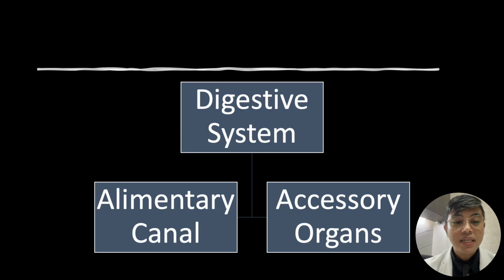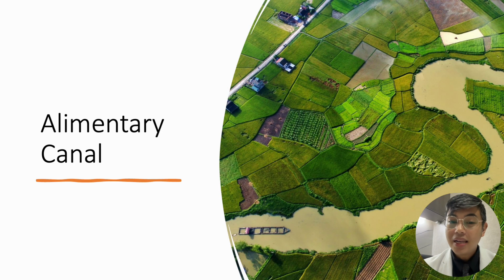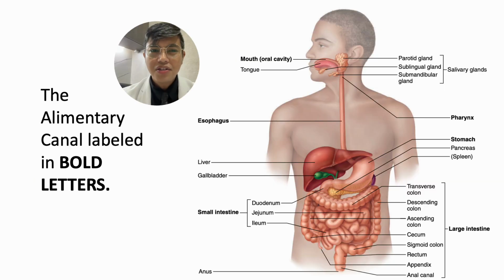Your digestive system has two components. You have the alimentary canal and the accessory organs. Let's first discuss your alimentary canal. Here is your alimentary canal. In your slide, you can see that the alimentary canal is labeled in bold letters.